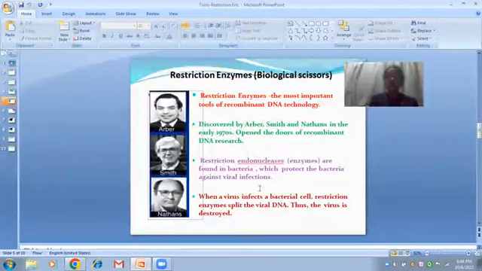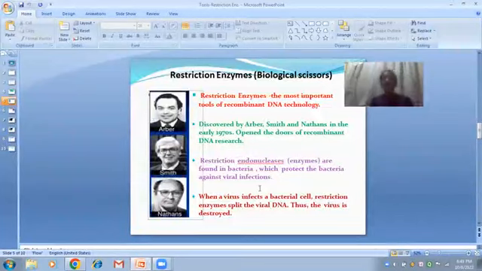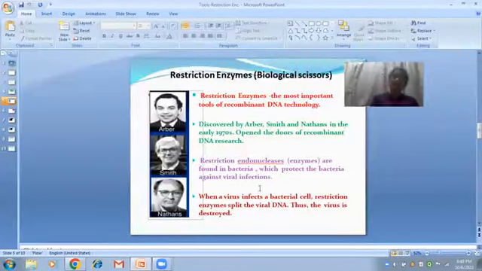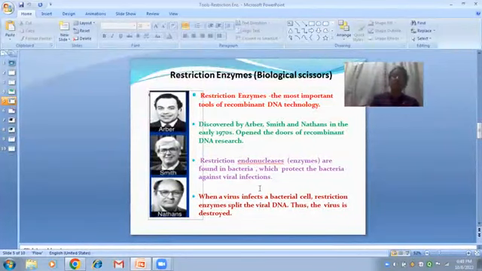How does it protect? By cutting the viral DNA into small pieces. Immediately after the viral DNA attacks the bacteria, this enzyme is released from the bacteria. After the enzyme is released, it cuts the viral DNA into small pieces and finally destroys it. So the main property of this restriction endonuclease enzyme is only cutting of DNA. Any DNA, it has a capacity to cut into small pieces. This was first observed and discovered by these 3 scientists in 1970.